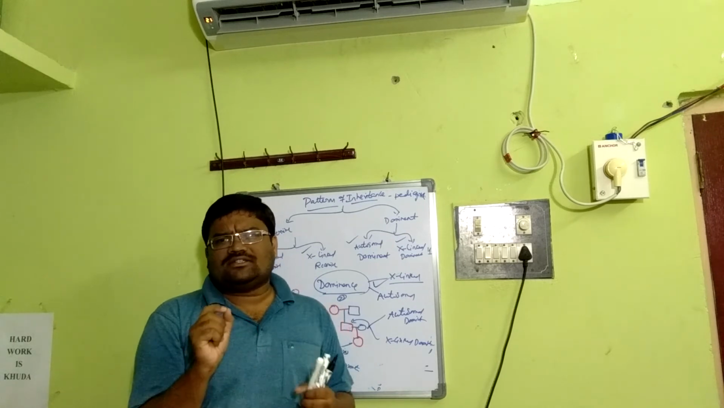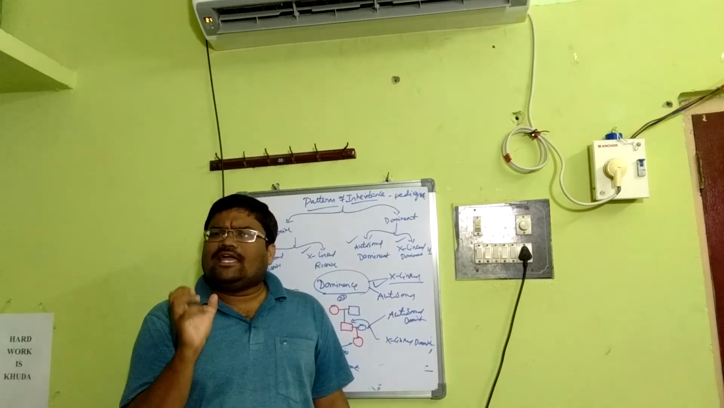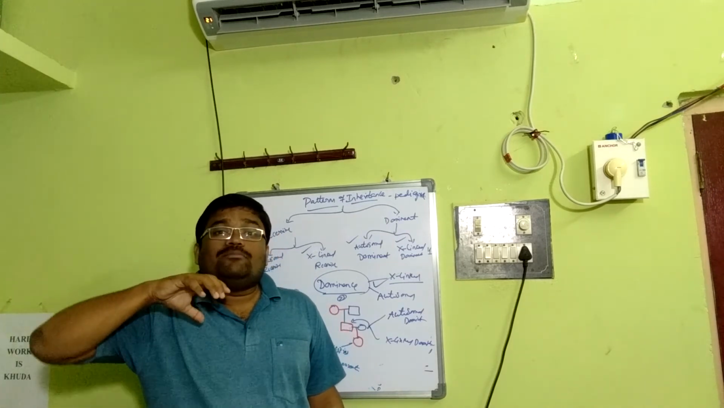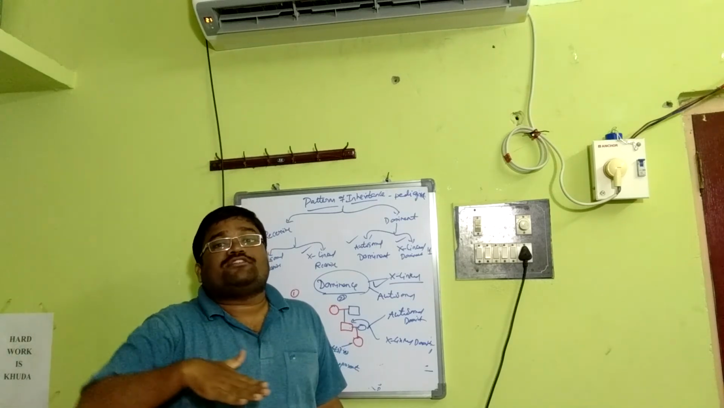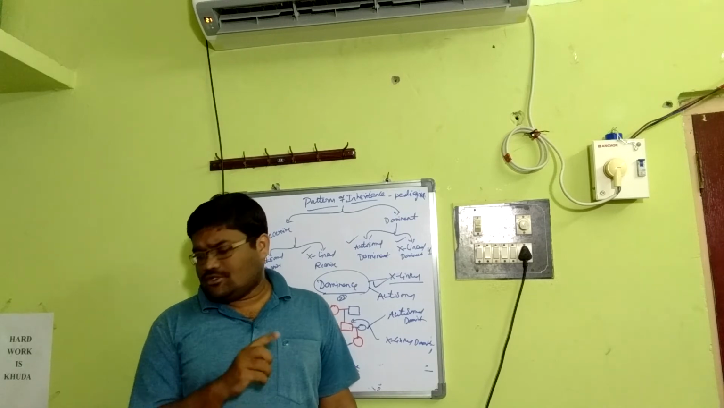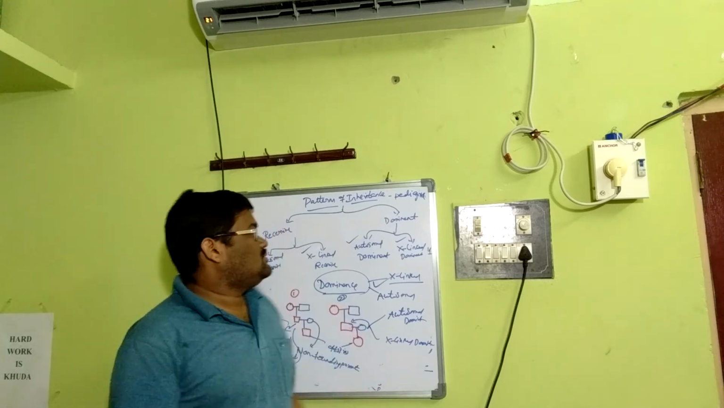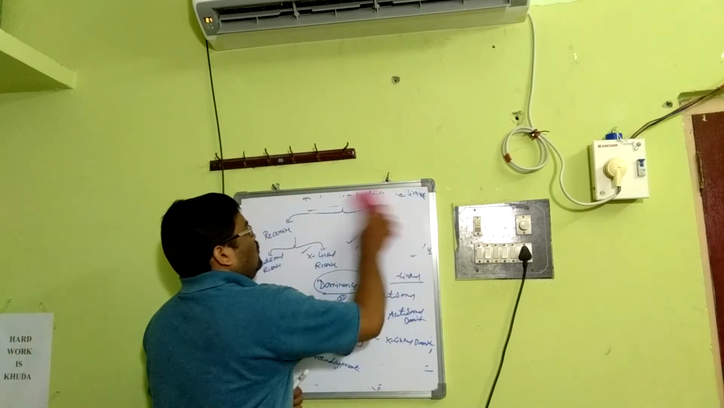I have already discussed that a pedigree chart gives us an idea about how the members of the family have been affected by a disorder. That means how a specific allele is inherited among the family members. So it's about pedigree analysis. Okay.